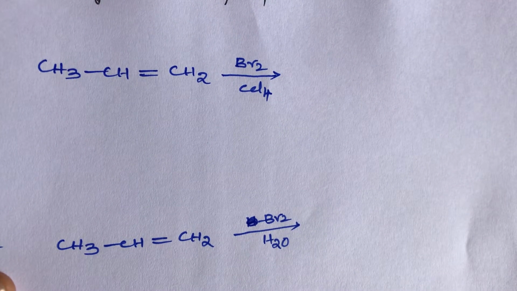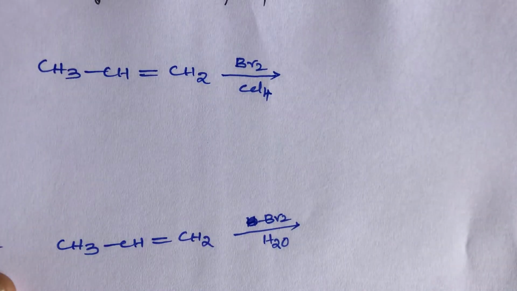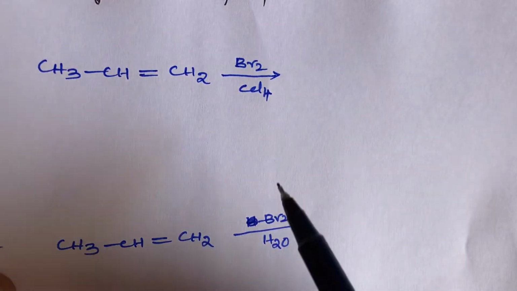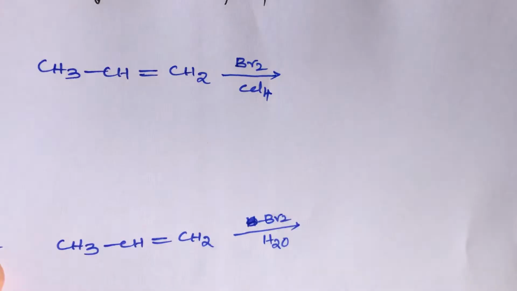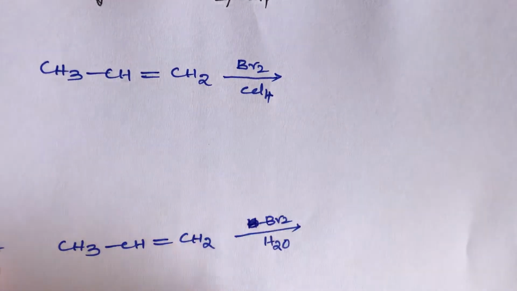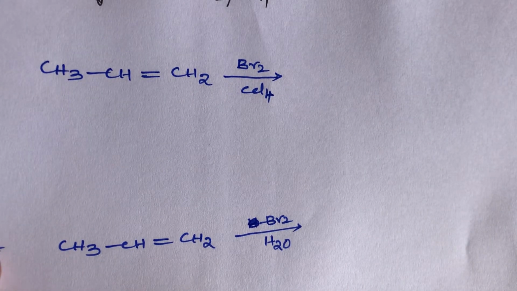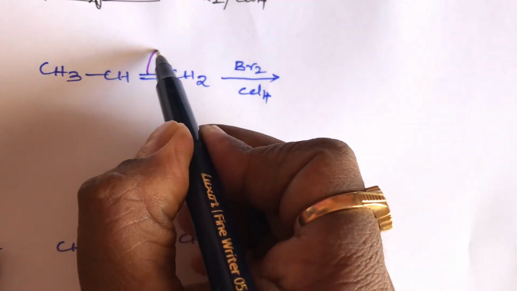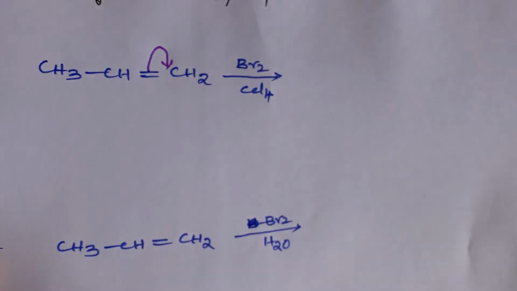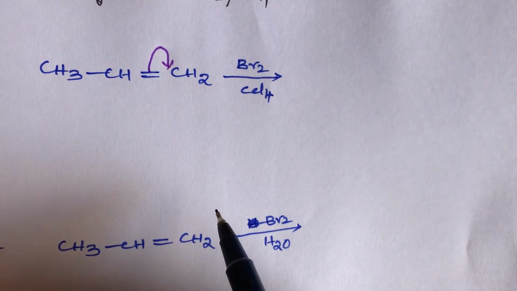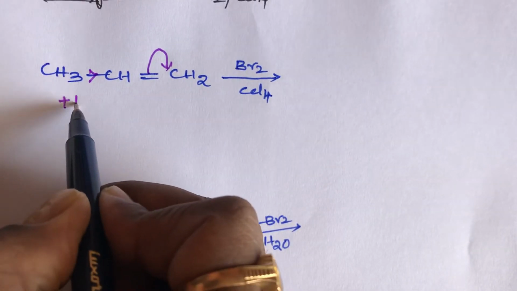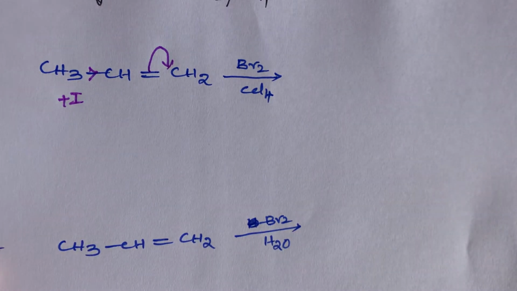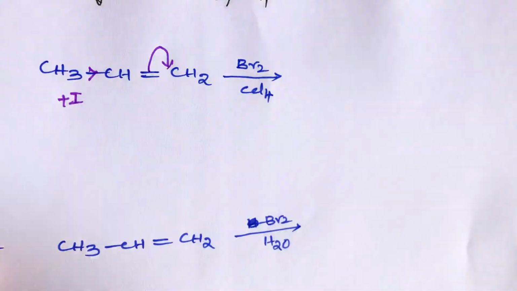Now take the example of an unsymmetrical alkene, that is 1-propene, reacting with a halogen, that is bromine, Br2, in the presence of CCl4. Here CCl4 is an inert solvent, a non-polar solvent. The first step is bond breaking, and this bond shifts towards the right side only. Why? Because the CH3 group is at the back side. What is the role of the CH3 group? That is a plus I group, always an electron releasing group, so this bond shifts towards the right side only.